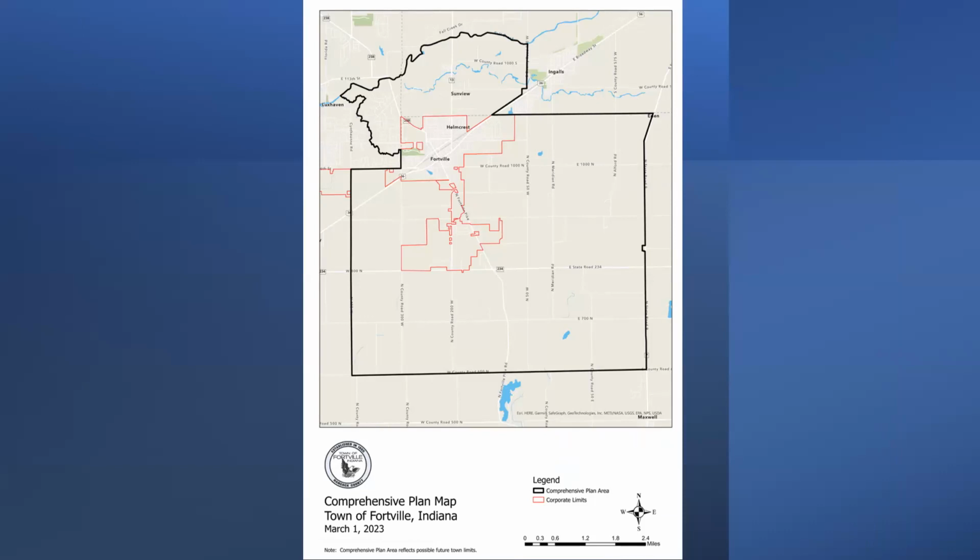So here's the map that I put together here on GIS. The area in red is our current town limits. It also shows McCordsville over on the left side. They're coming all the way up to County Road 400 West.